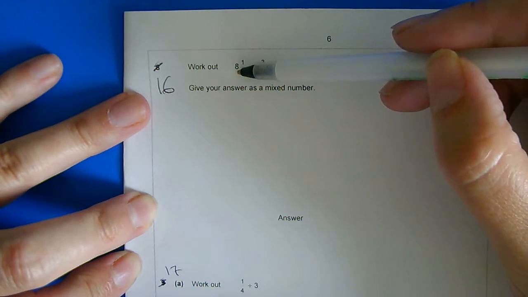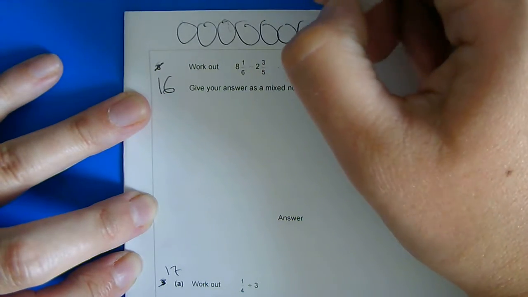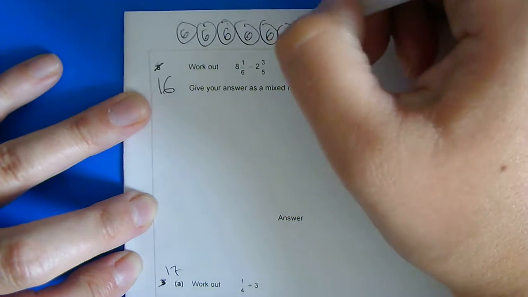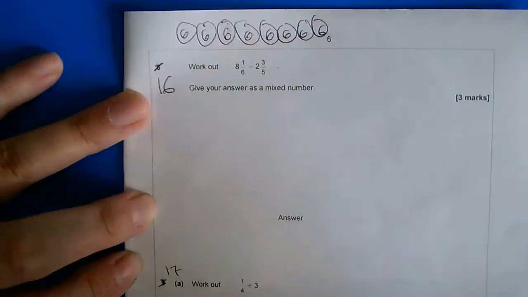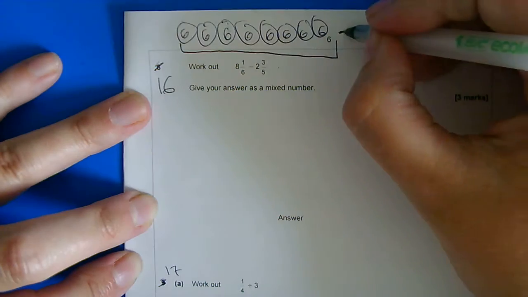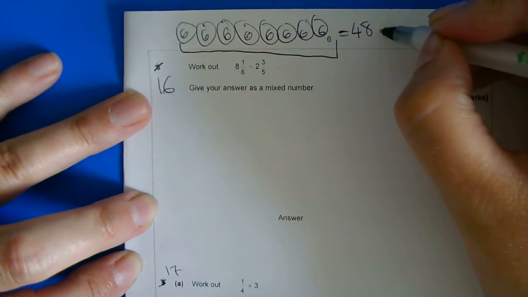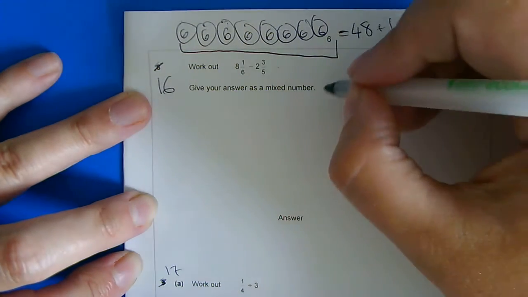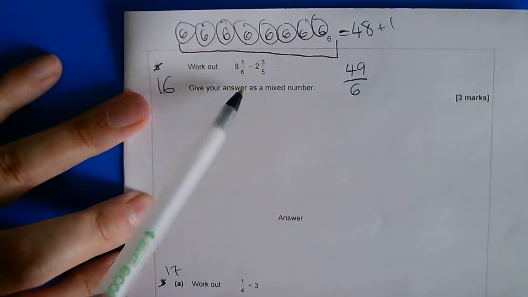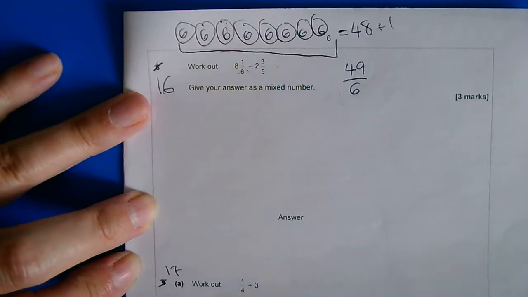So if you've got 8 pizzas, imagine them all, 1, 2, 3, 4, 5, 6, 7, 8, split into 6, so there'd be 6 in there, 6 in there, 6 in there, 6 in there. Imagine they were all split up into 6. Altogether, those 8 pizzas would have 48 pieces in, and then you'd have that other 6th as well, so plus the 1, so 48 plus another 1, you'd have 49 6ths. That's another way of saying 8 and 1/6 is equal to 49 over 6, so changing it from a mixed number to an improper fraction.